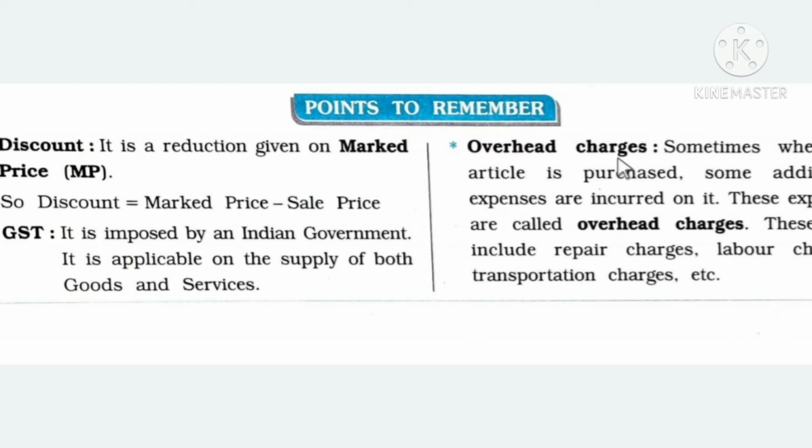Overhead charges means sometimes when an article is purchased, some additional expenses are incurred on it. These expenses are called overhead charges. These may include repair charges, labor charges. Sometimes we have to buy some big article for our house, so a laborer will take a charge, that is called labor charges. Transportation, through which vehicle you are bringing it home, that is called transportation charges, etc.